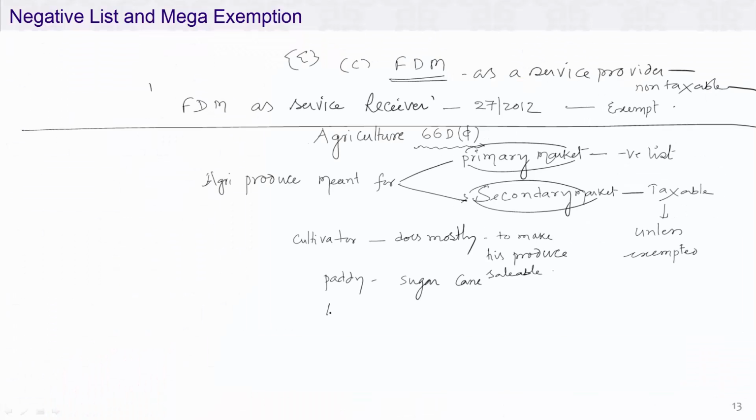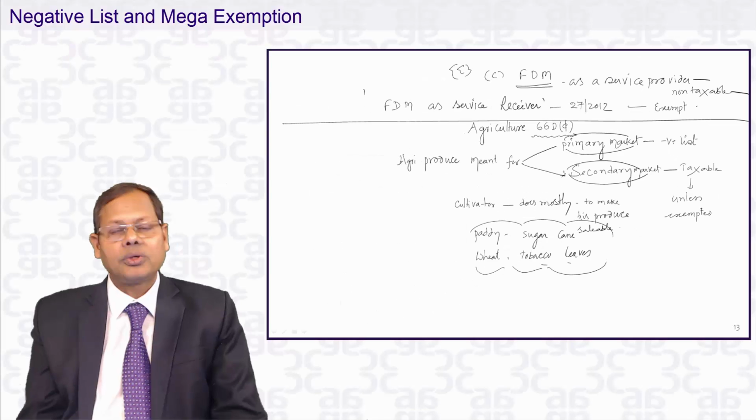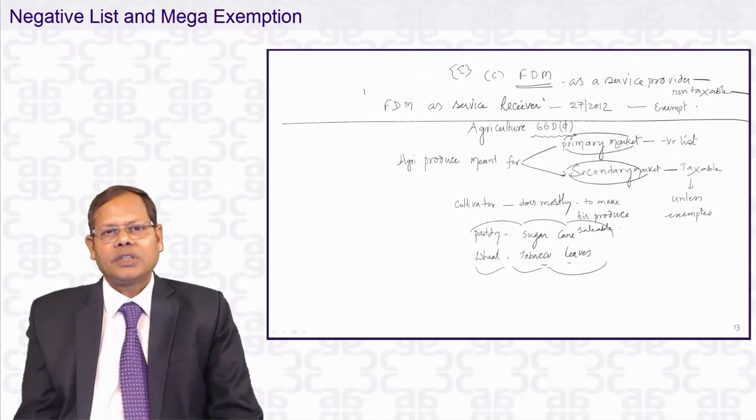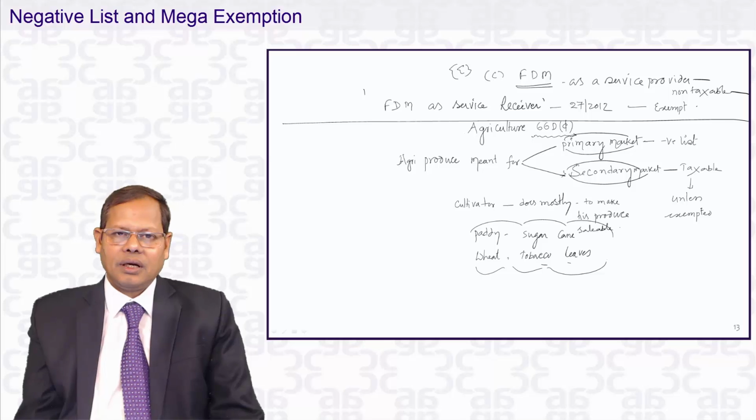Or you can say wheat, tobacco after drying the tobacco leaves, the coir part of jute, etc. These are primary. Why? Because after undertaking all these processes, only then will the farmer, the cultivator, be able to sell them. That is called the primary market. What about the secondary market?